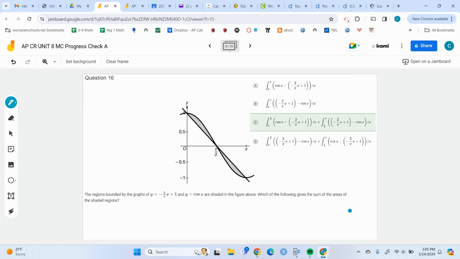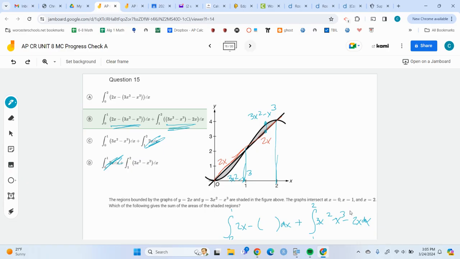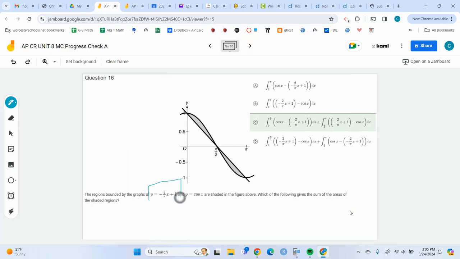The regions bounded by the graphs. Oh, this is interesting. This is a line. It is mx plus b form. The slope is just written in an interesting way. So this is my line here. So I have negative 2 over pi x plus 1. And then here's cosine of x.